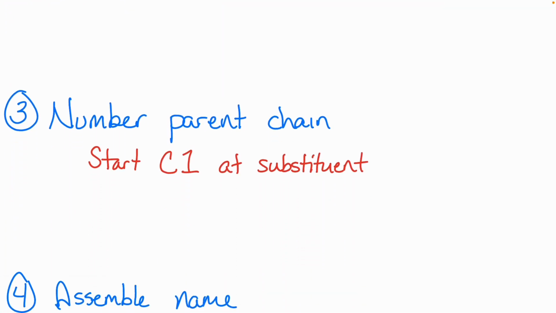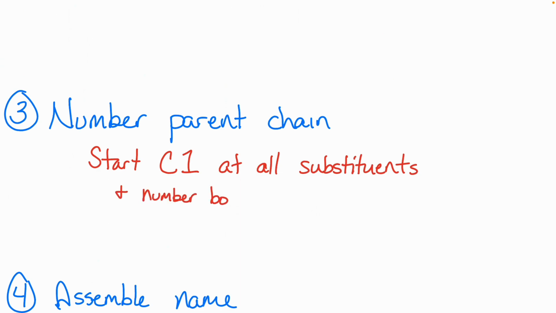All right, so when we're doing our numbering of our parent chain, we're going to start at C1 at the substituent. We can say at all substituents. And we have to number both clockwise and counterclockwise.